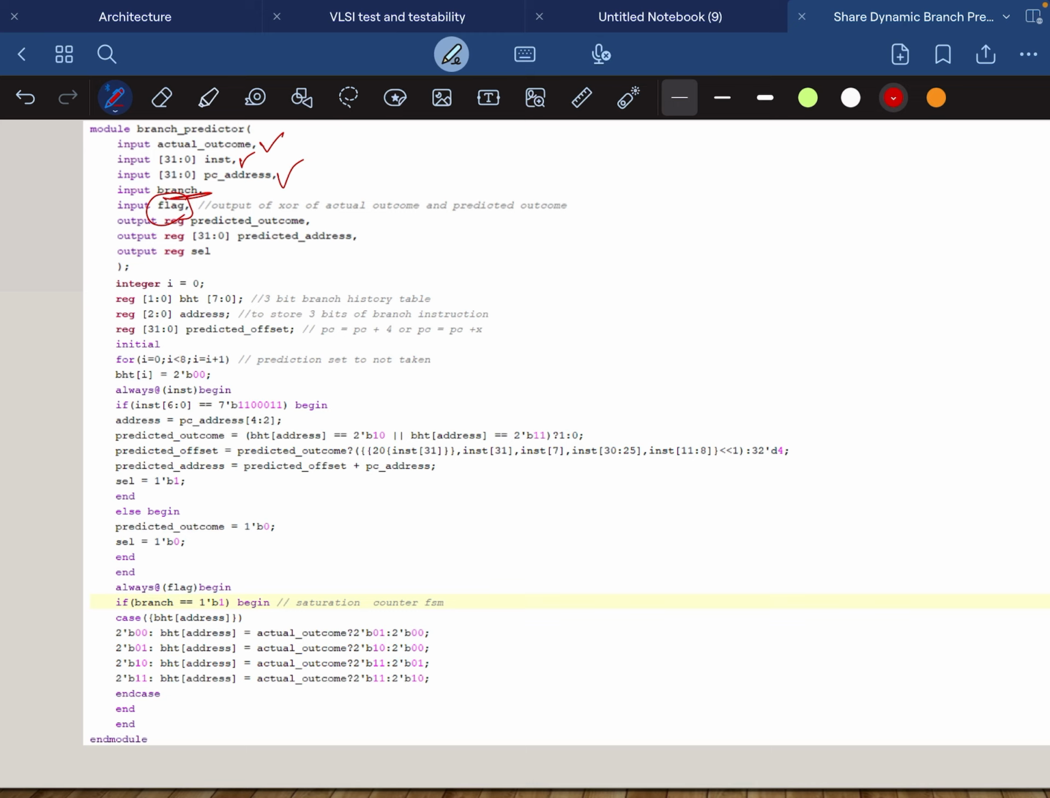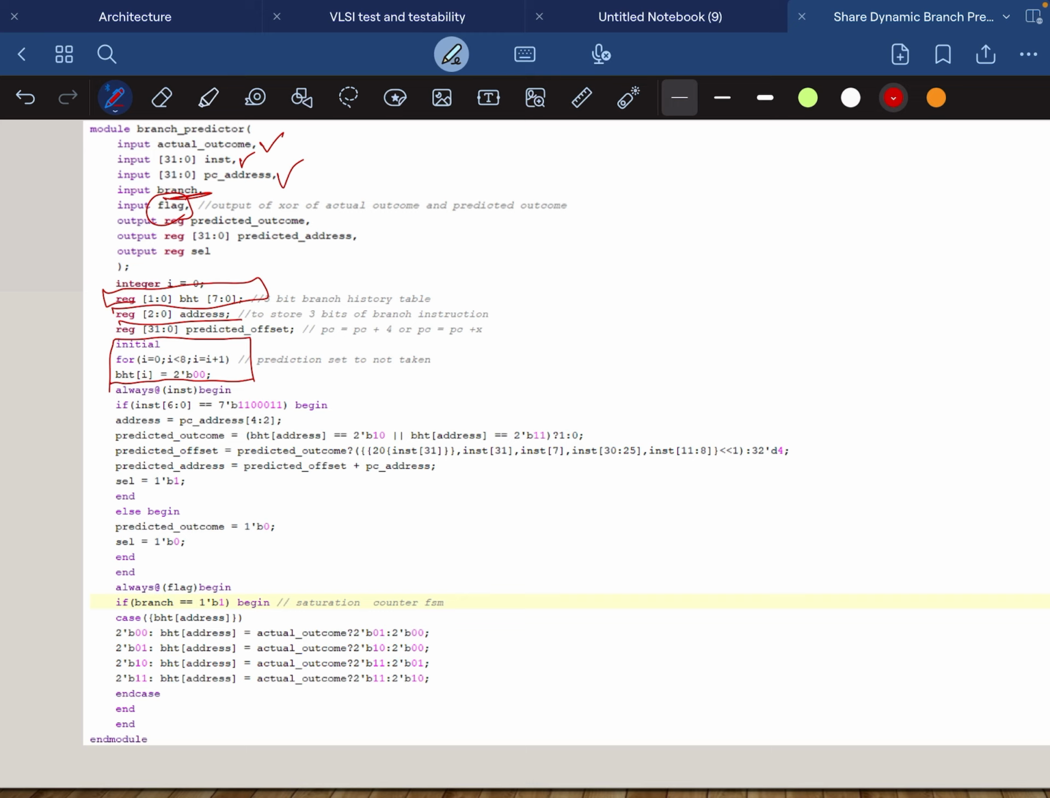So coming to the coding part, I've taken a branch history table with 8 locations, and each location has 2 bits since it's a 2-bit prediction scheme. There's a 3-bit address which acts as an index to access this branch history table location, and then the predicted address. Initially I have assumed that the branch history table is filled with all zeros, indicating that none of the branches is taken. I mean, the prediction is always not taken now.